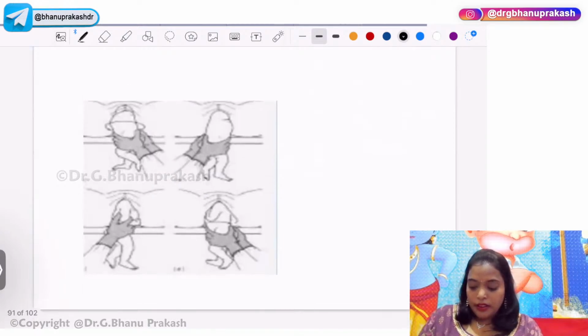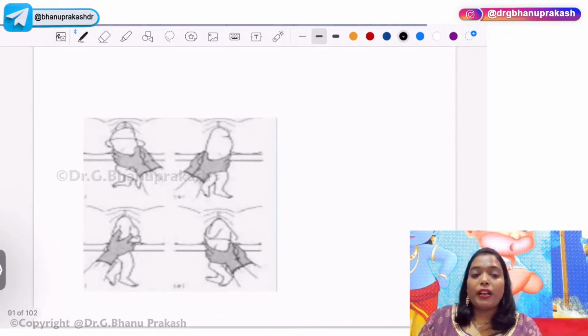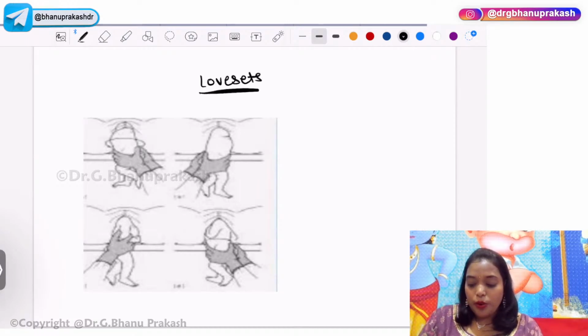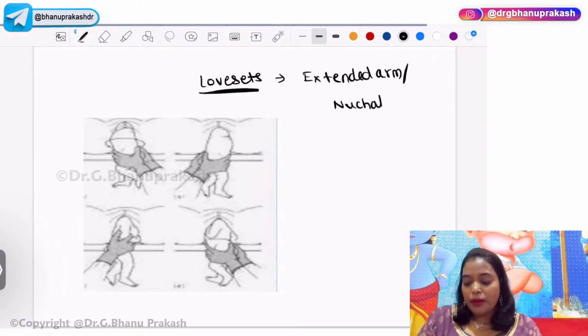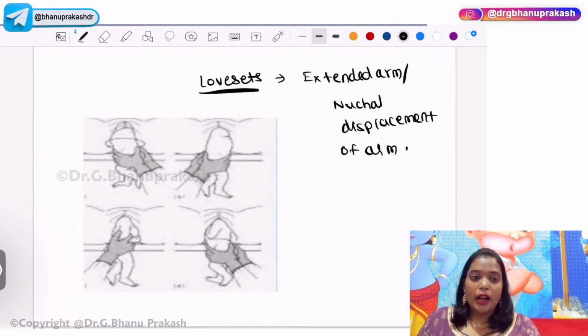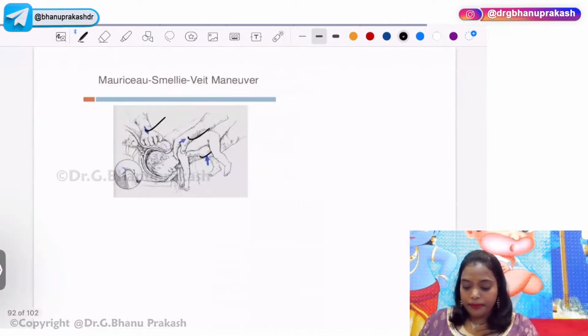Next. When you hold the baby by the femoropelvic grip and then rotate the baby, this is called Loveset's maneuver. Loveset's maneuver is done for an extended arm or nuchal displacement of the arm.